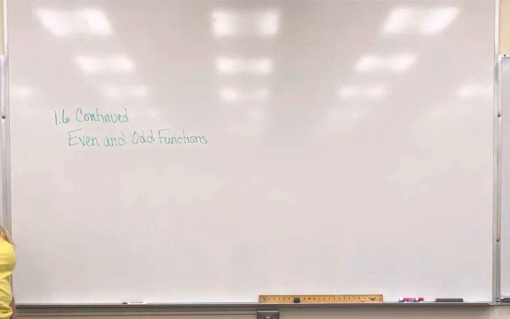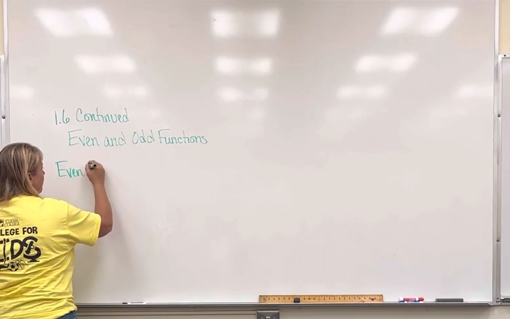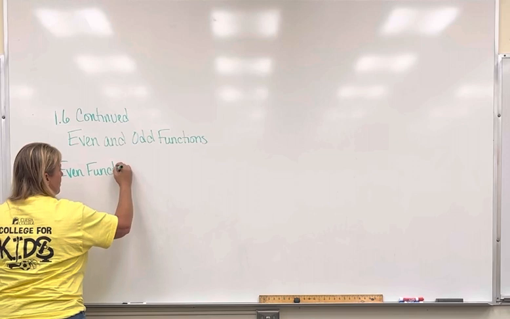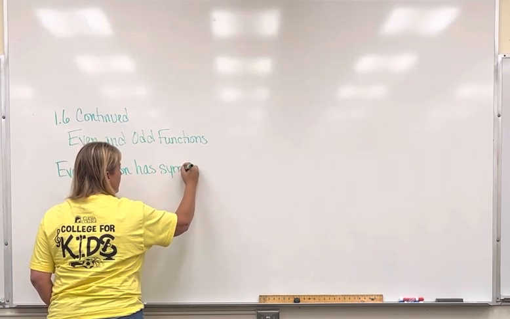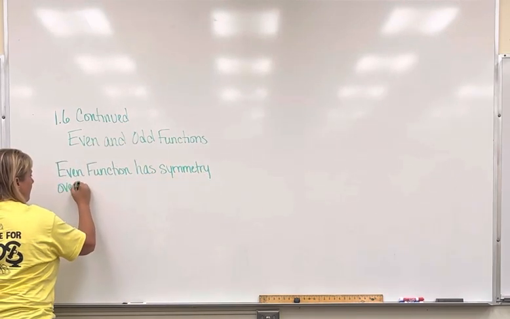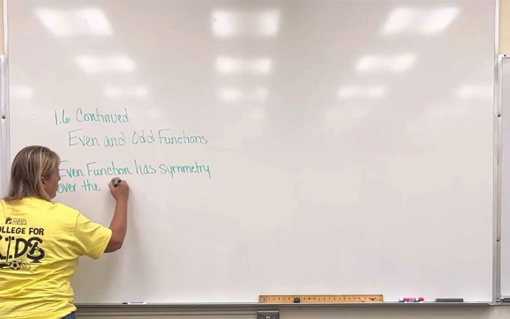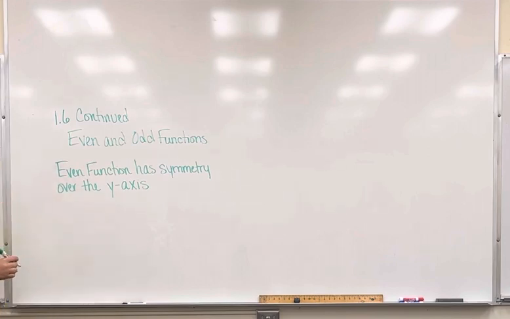Okay, so we're talking about graphing, and now we want to talk about even or odd functions and what that means with graphing. So let's start with the even one. An even function has symmetry over the y-axis. Okay. So an even function has symmetry over the y-axis.